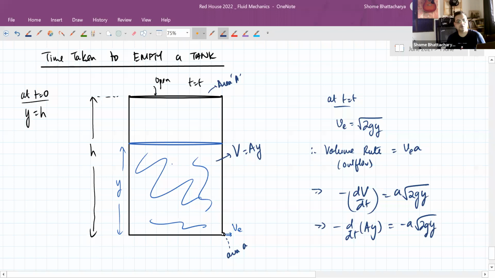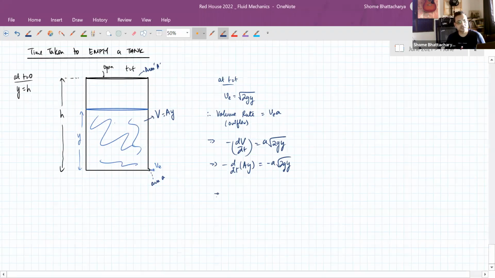Okay. So to find out the time taken to empty the tank, we just need to integrate this relation from the initial instant when y was h to the final instant when the tank is completely empty. There's no minus sign here.